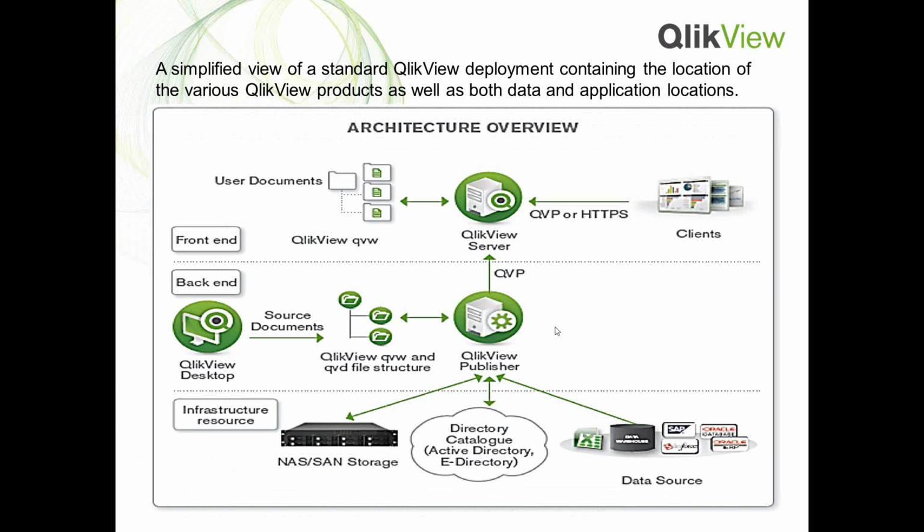QlikView server comes with an inbuilt web server alongside. You will host your applications on the server, and through the web server you will go to a portal which is called an access point. When you go to the access point, the users will see the dashboards or the user documents. When they click on one, that document will be opened on the QlikView server, so the memory of the QlikView server will be used.